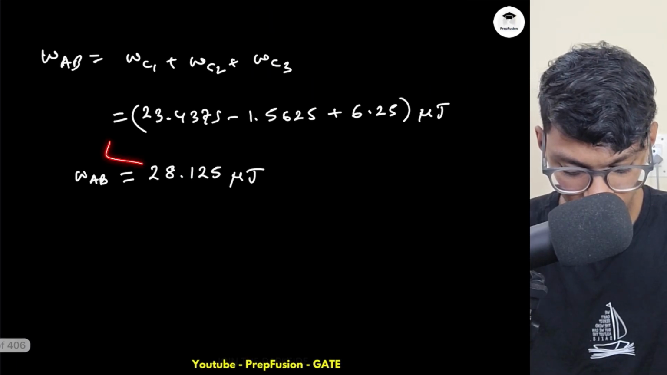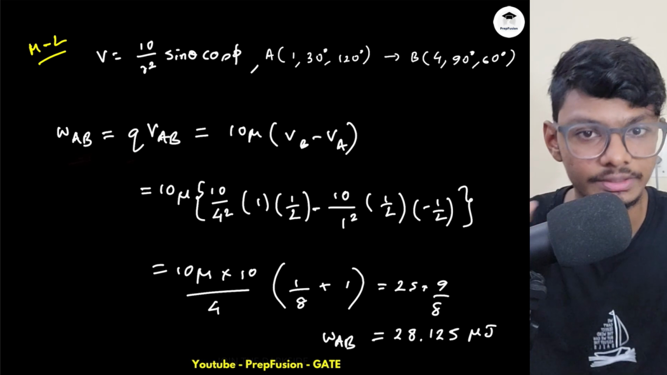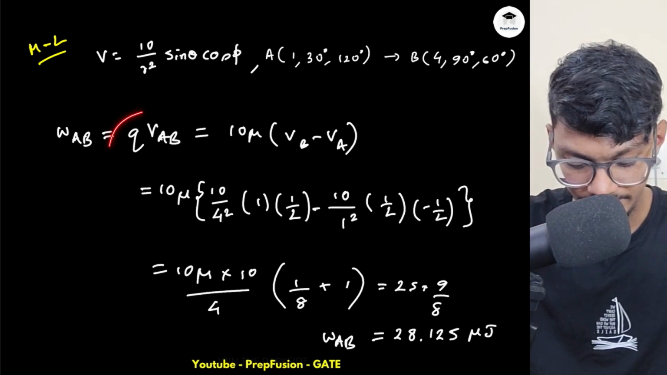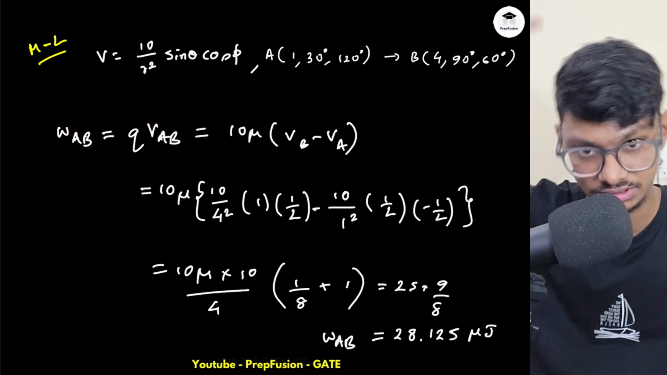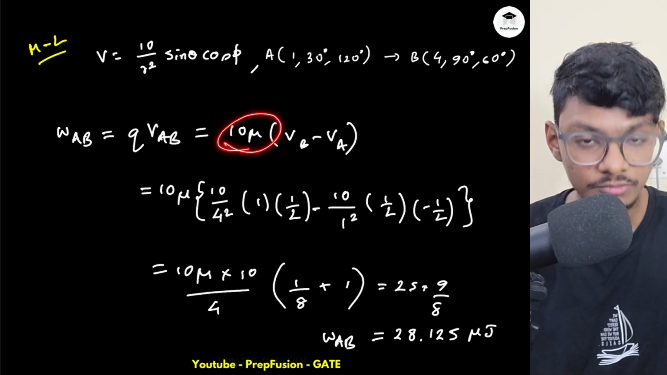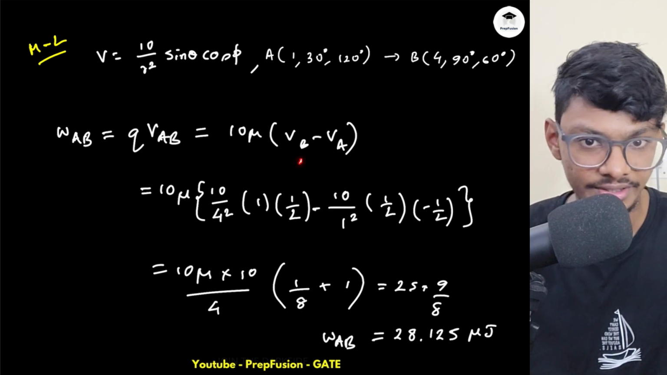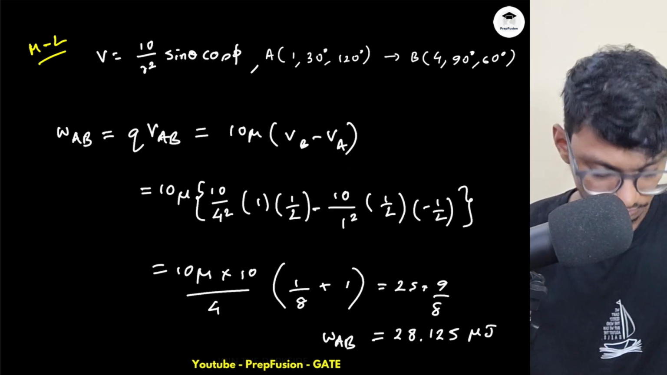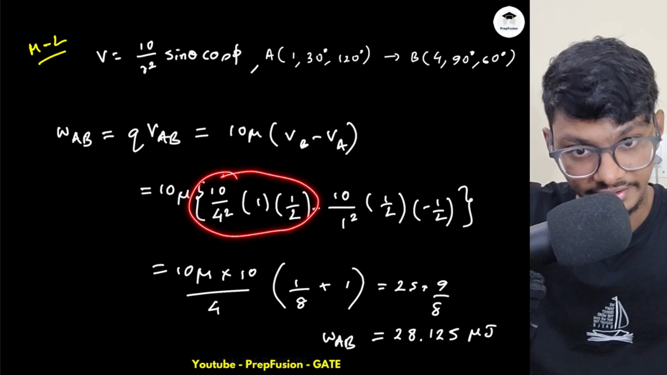What is the formula for work done in terms of potential? It is basically work done AB equals Q times VAB. The potential change from A to B multiplied by the charge will give me the work done. That was the basic definition of electric potential, if you remember. So just VB minus VA, multiplied by the charge, gives my answer. I am doing final minus initial. My charge is 10 micro, and this is the potential at the final point, that is point B.